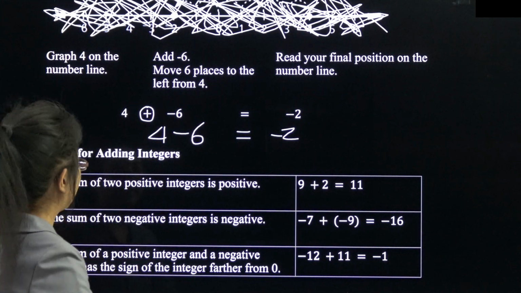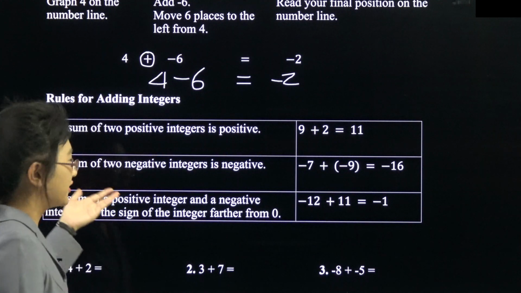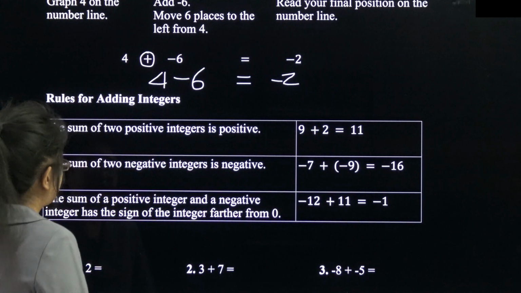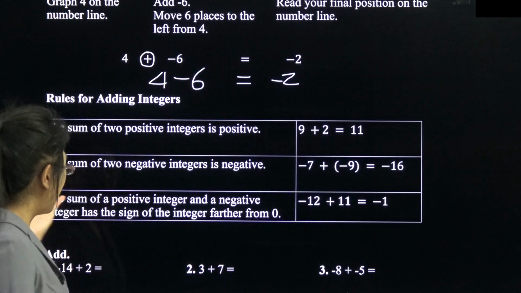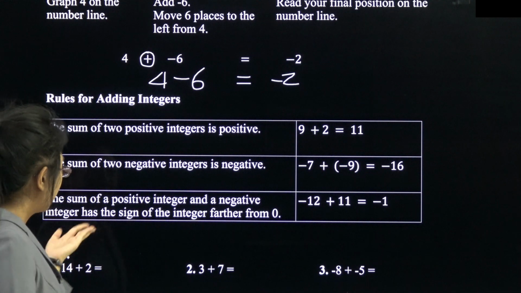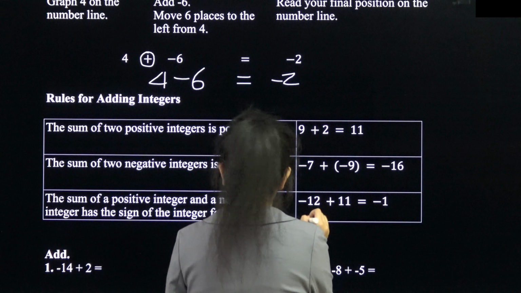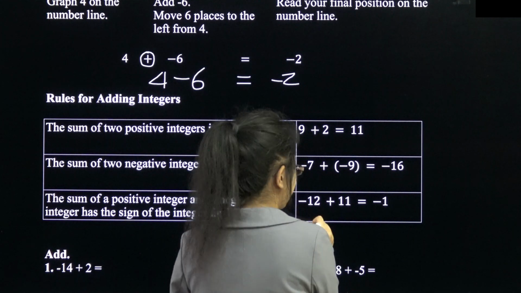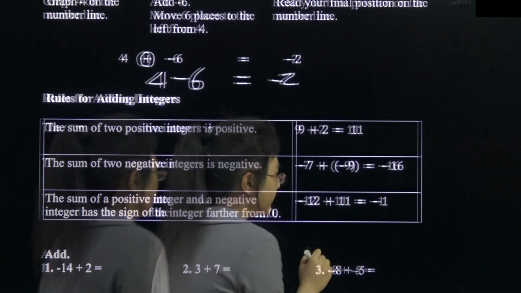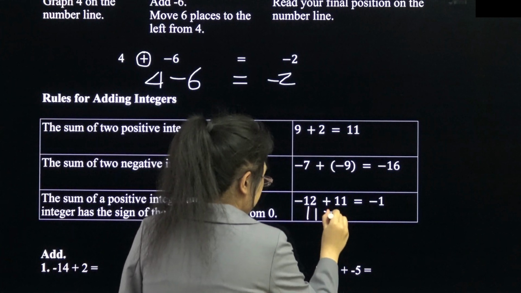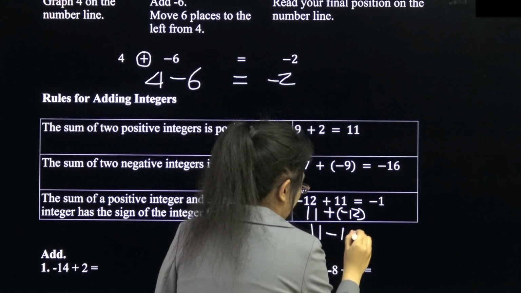Now here are the rules for adding integers summed up in a nice table. The sum of two integers that are positive is positive. The sum of two negative integers will always be negative. The sum of a positive integer and a negative integer has the sign of the integer further from 0. Technically, if it's a positive integer and a negative integer, then you use the commutative property, switch it around, and turn it into subtraction.